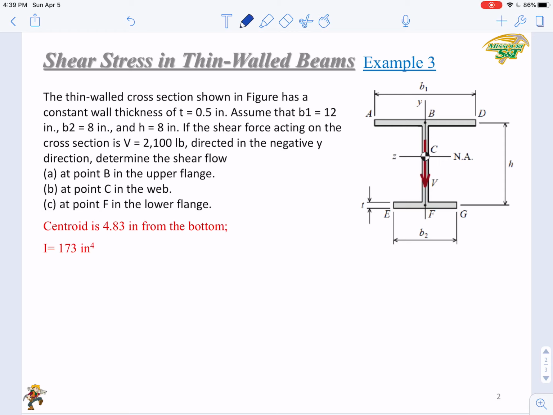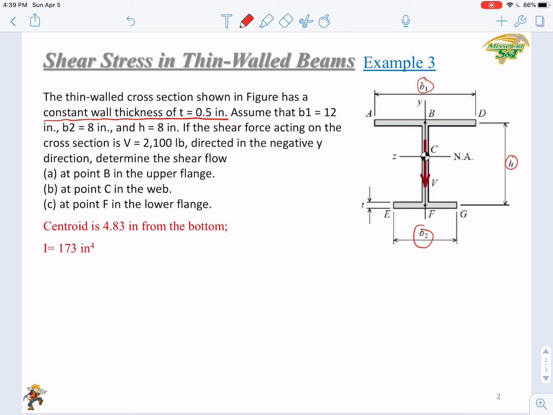Example 3, we're examining a beam wall cross-section shown in this figure. It has a constant wall thickness, 0.5 inch everywhere. Assume that B1 is 12, B2 is 8, and H is 8 inch.